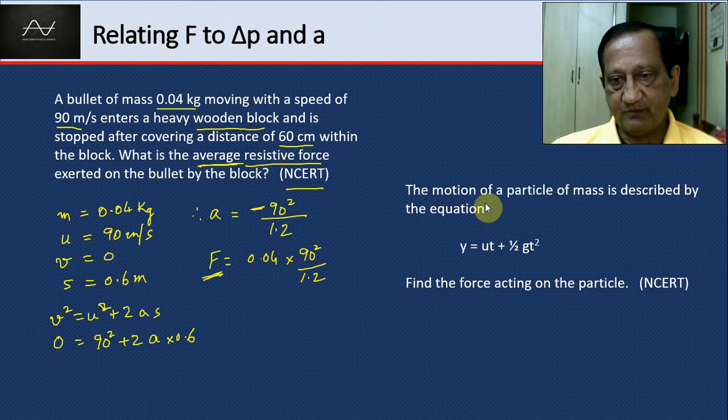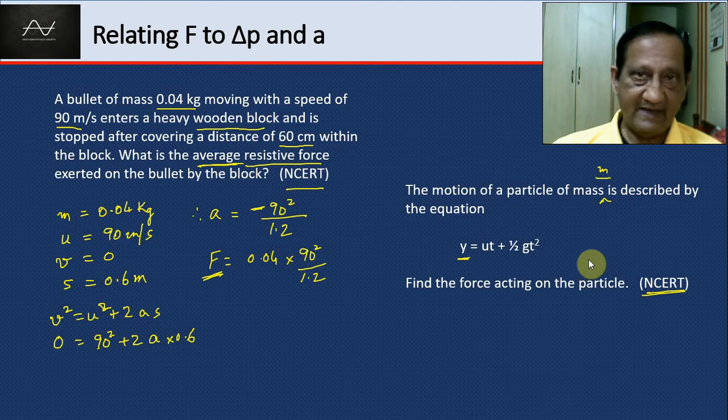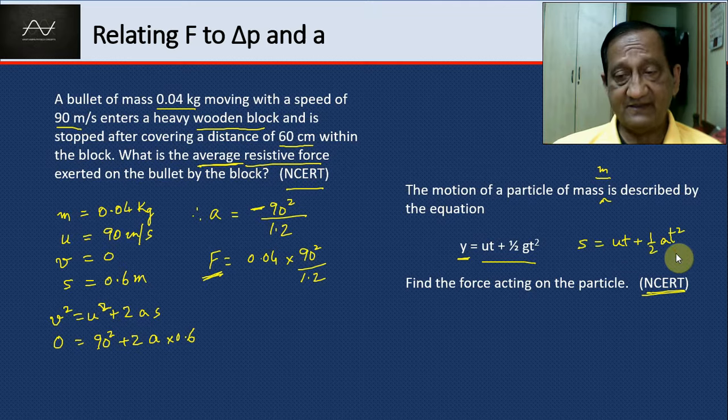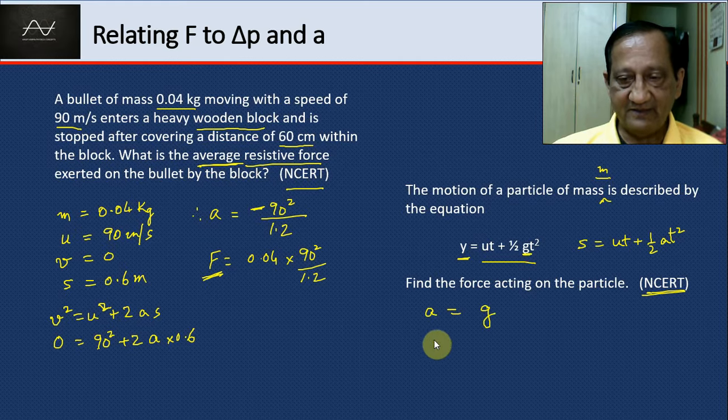Second, suppose the motion of a particle of mass m is described by this equation. It is going along the y-axis. What is the force acting on the particle? Mass is given. We want to know the force. For that, we need to know the acceleration. Now compare this with s equals ut plus half at squared. Exactly the same. That means the acceleration is equal to g. Therefore, the force is equal to mass into acceleration, which is mg.